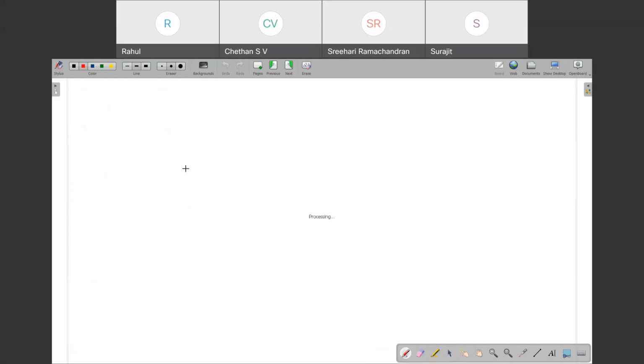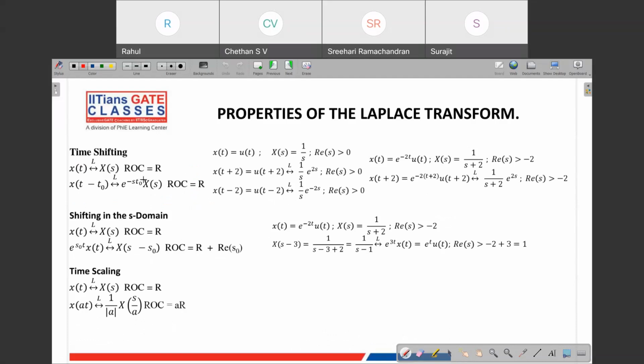I'll go to the next slide. Next is time shifting. This property is kind of important because a lot of questions are generally asked based on time shifting. If you have any signal x of t and its ROC is R and you do the time shifting here, then in the Laplace domain the transform will remain the same, other than that you will get this multiplication e to the power minus s t naught. And the ROC will not change here. One example: let's say you have a signal u(t). We know that for the unit step the Laplace transform is equal to 1 by s and the ROC is real part of s greater than 0.